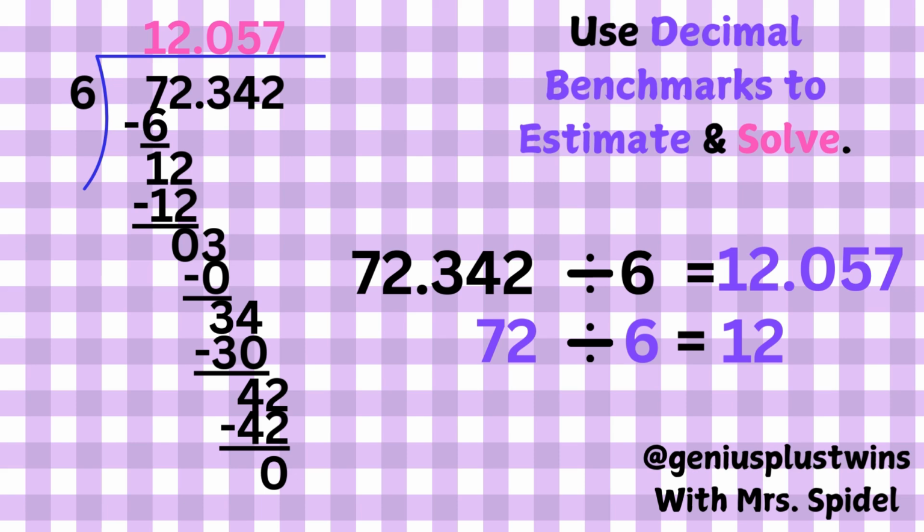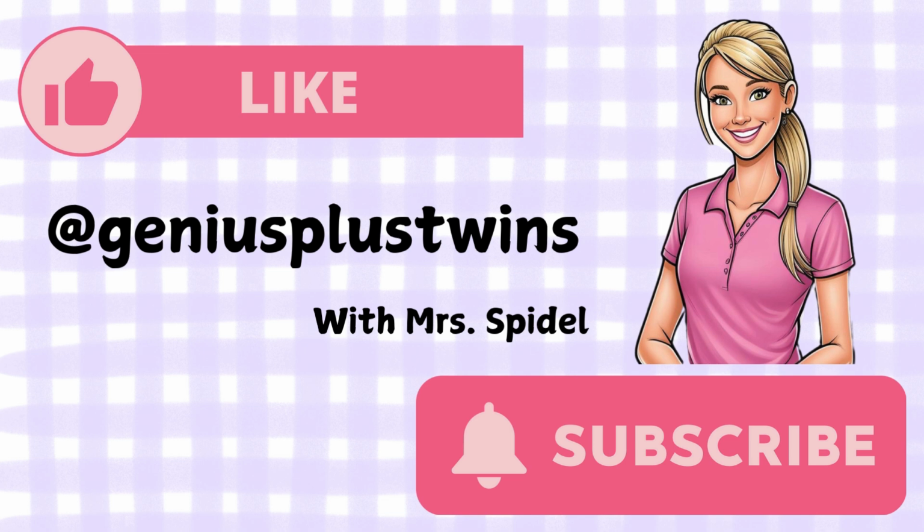But the next step is to bring down the 4 to have 34. Well, I know that 6 times 5 is 30, so I put a 5 on the answer line. I subtract 30 from 34 and have 4 left over. The next step is to bring down the 2. 6 times 7 is 42. A 7 goes on my answer line, and I subtract 42 from the 42 that was there to get 0. Then my answer is 12.057.